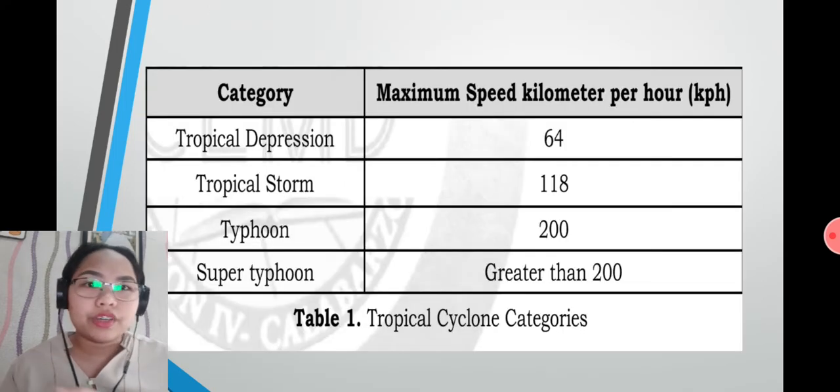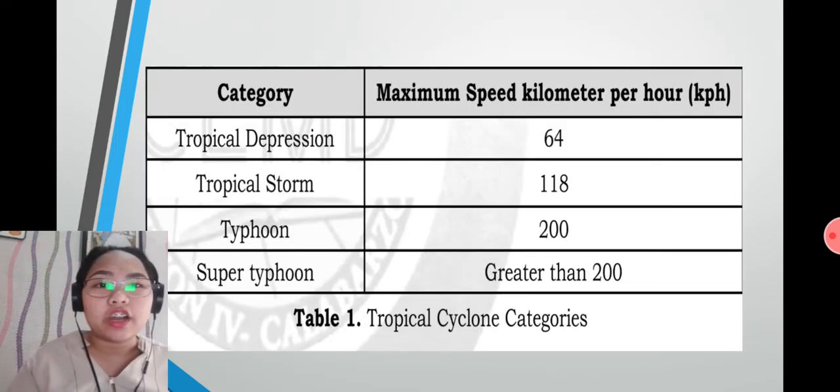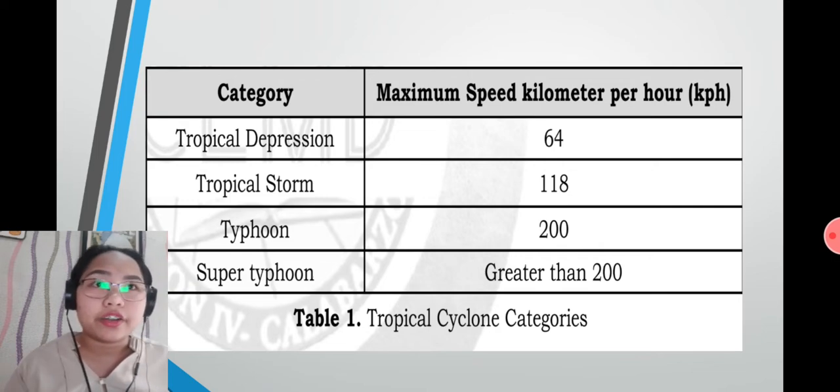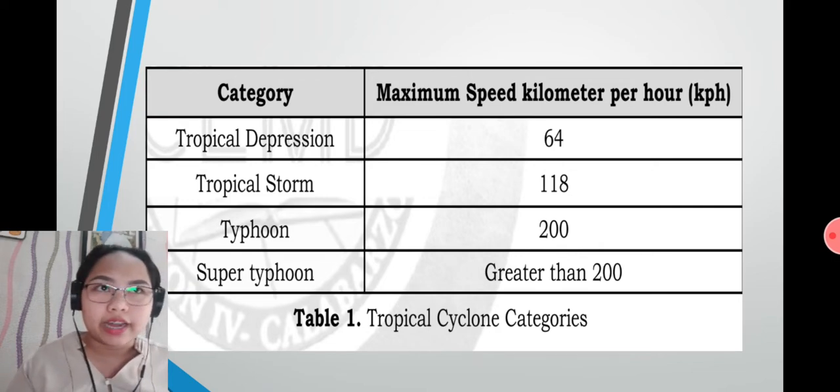So moving on, here are the four categories of a typhoon. So please take note of this category so that we will be able to categorize how strong the typhoon are. So on the first column, we have the tropical depression, we have the tropical storm, the typhoon, and lastly, we have the super typhoon. For the second column, we have here the maximum speed in kilometer per hour.